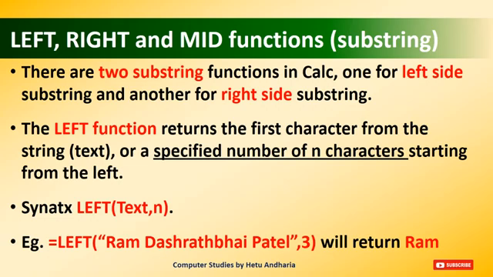Now we have to count how many characters are there in the name. There are 3 characters. So I can type is equal to LEFT into bracket, in the double quotes I have to type this name. Now this is a stupid example which is given in the textbook. We never have to type the text. We have to take the cell reference in which that name is typed, and then add a comma and add 3. So it will return the name which is on the left hand side of that cell, that is Ram. So we can say the syntax is equal to LEFT into bracket text comma n, where n specifies the number of characters from the left hand side.